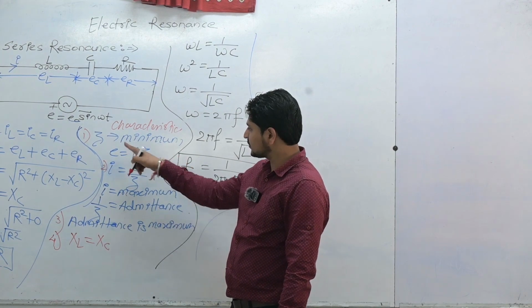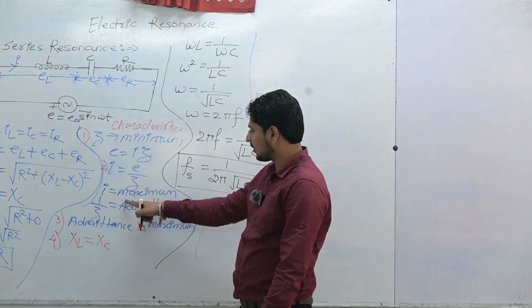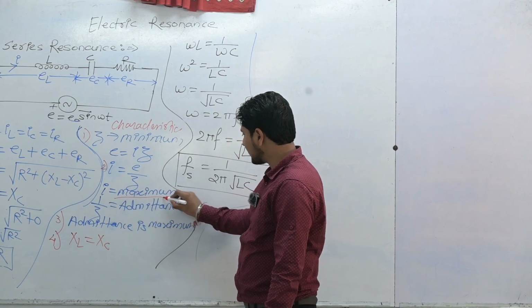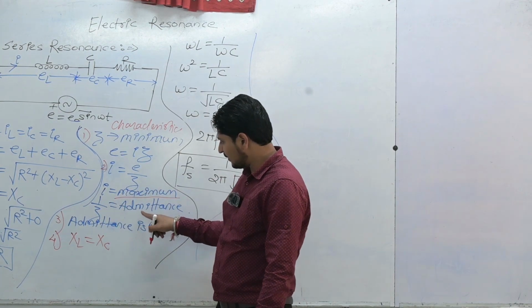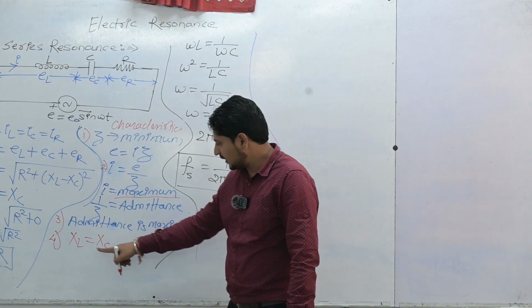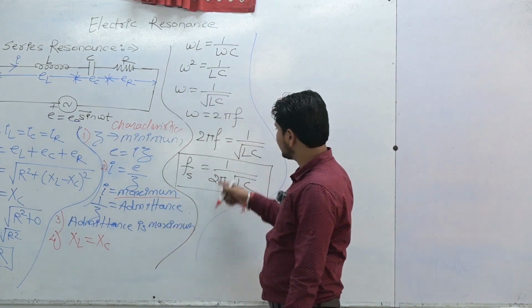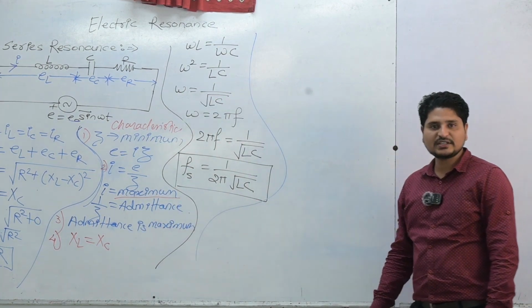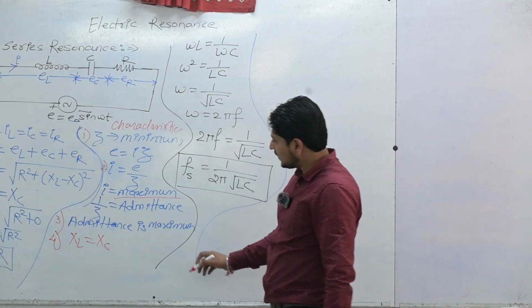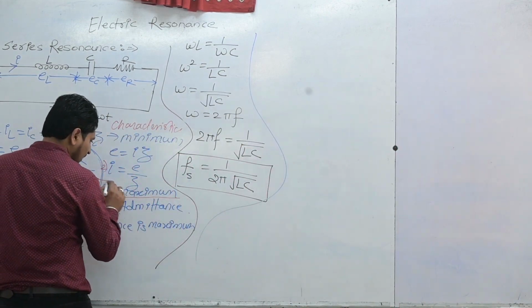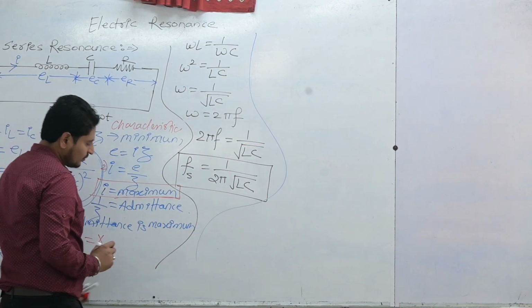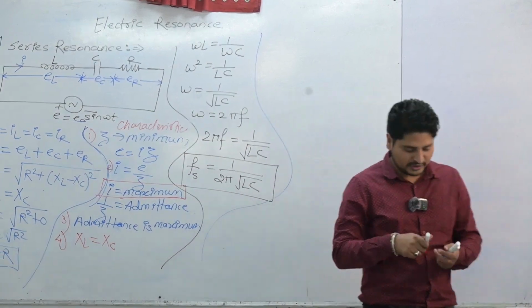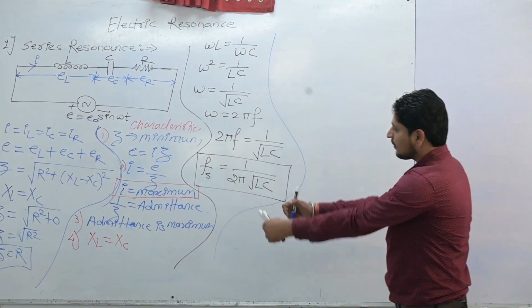Impedance आपका minimum. So when the impedance is minimum, current आपका हो जाएगा maximum. And when there is a maximum current, the admittance is also maximum. Clear? So XL is equal to XC. So we get the equation for frequency in series resonance. So here the current is maximum. आपका current यहाँ maximum आ गया. So when the current is maximum, it means that current आपका maximum है.